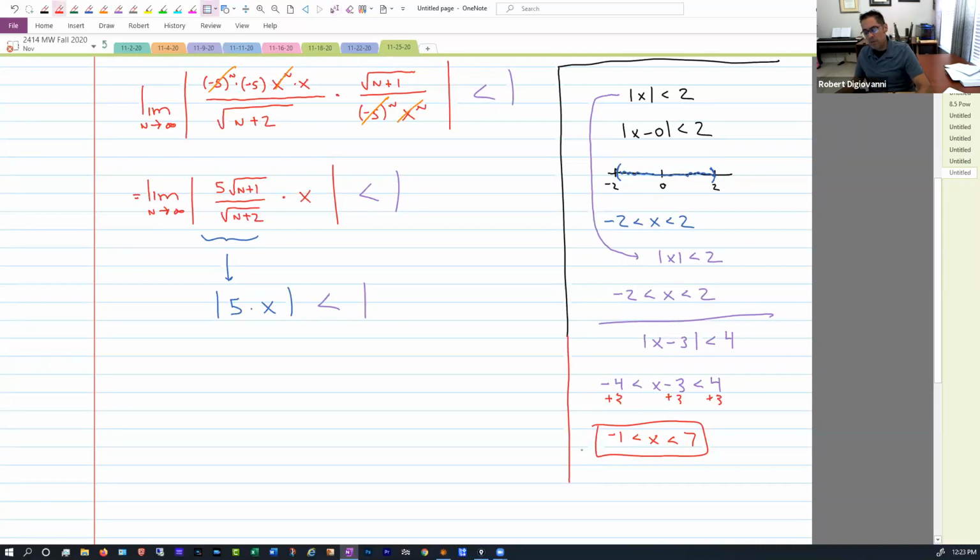Now, the reason I wanted to show you that is because I want to make sure we know what the next step is going to be here. We need the absolute value of 5x to be less than 1. So I'm going to get rid of the absolute value. I'm going to put greater than -1. And then I'm going to divide everything by 5. There we go.